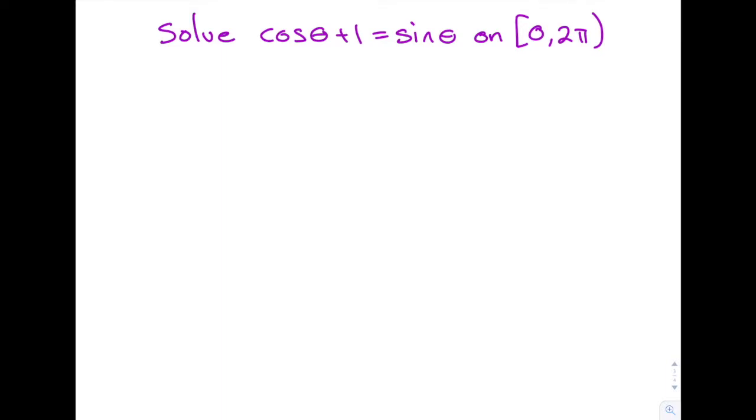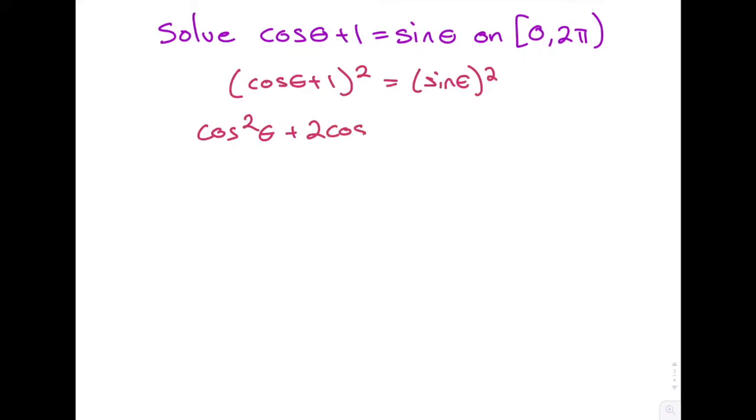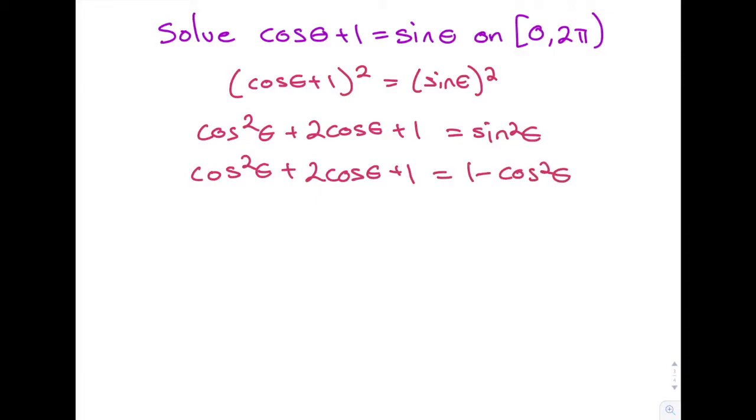So this one, we can be a little bit clever with our approach to this. And what I suggest we do is square both sides. So we'll square cosine theta plus 1 and sine theta. So if we FOIL cosine theta plus 1, we get cosine squared theta plus 2 cosine theta plus 1 equals sine squared theta. Now if we rewrite sine squared theta in terms of cosine squared theta, we have cosine squared theta plus 2 cosine theta plus 1, and that equals 1 minus cosine squared theta.